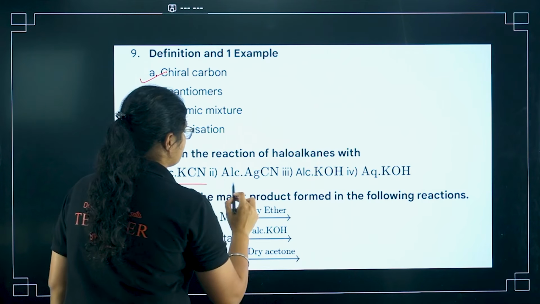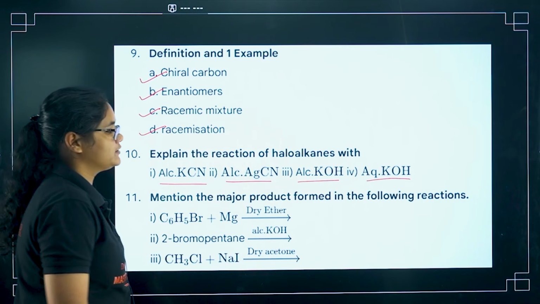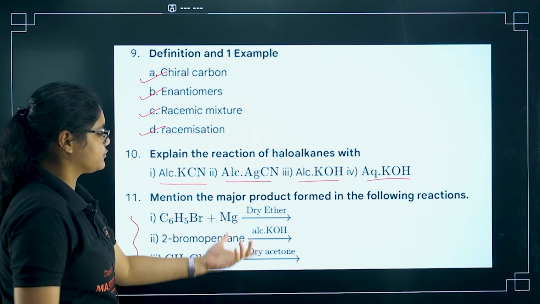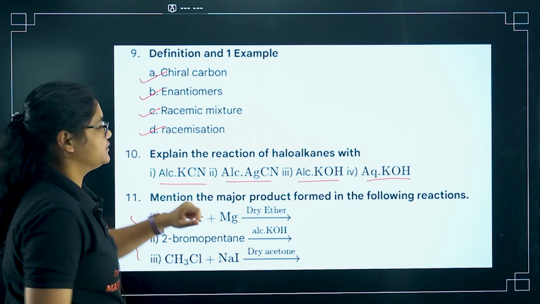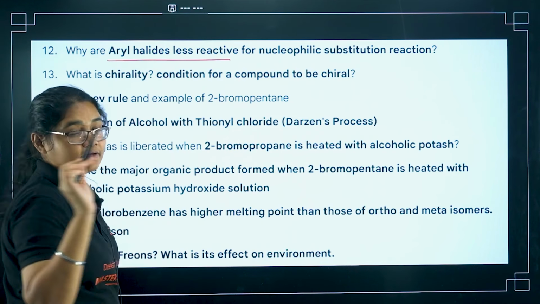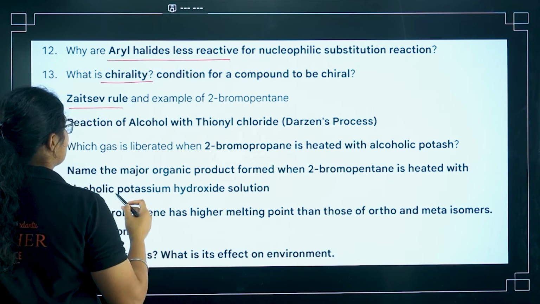Then reaction with alcoholic KCN, alcoholic AgCN, alcoholic and aqueous KOH. So this difference you should know. And then some reaction based questions that have been asked in previous years I have added, just prepare these questions. Moving forward, you have why aryl halides are less reactive. This is a very important 3-marker question. Chirality, Saytzeff rule with example.